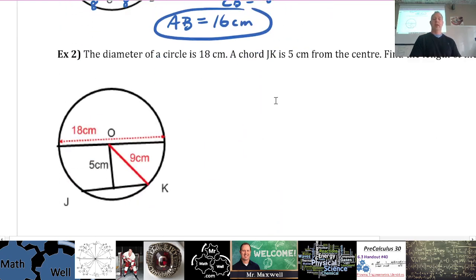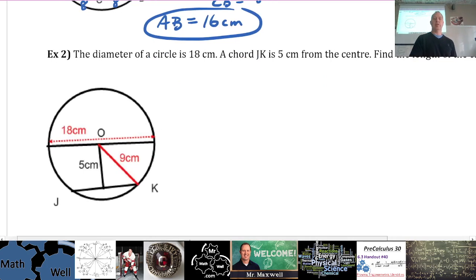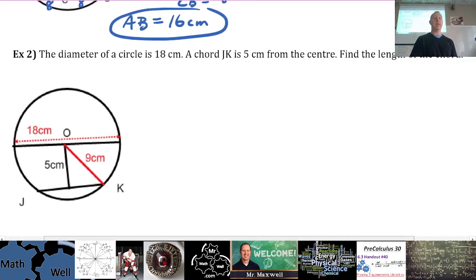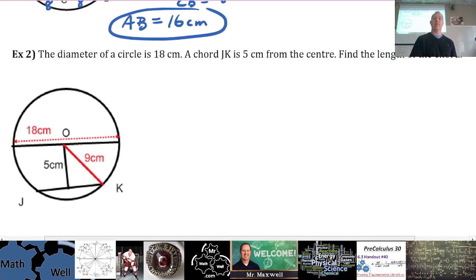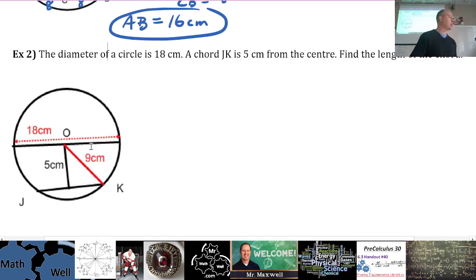Okay, so here's question number 2. The diameter of a circle is 18. A chord JK is 5 centimeters from the center. Find the length of the chord JK. So they've actually given a little bit of help to you. You have this in your notes, right? It's not colored for you, but 18 would be the diameter. That means that the radius is half of 18, or 9.